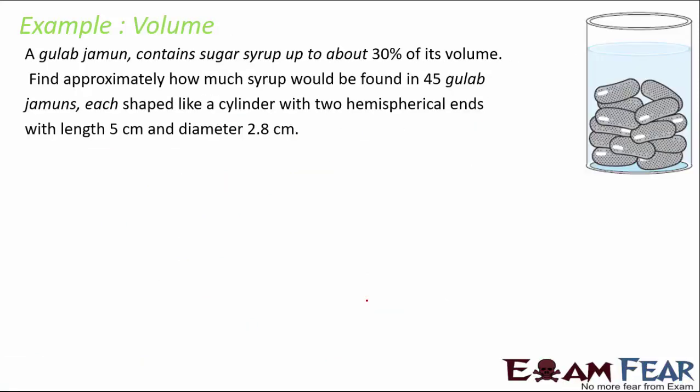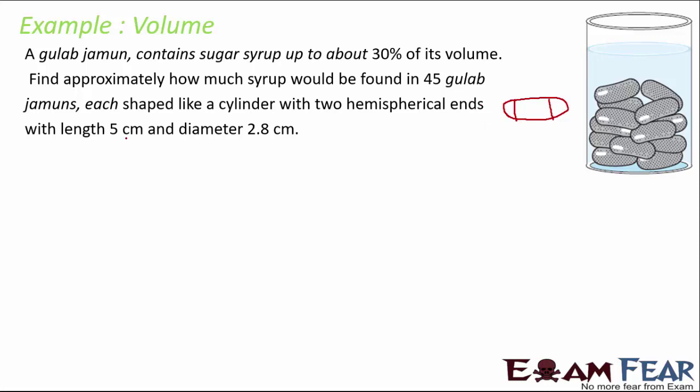Let's look at one more question. A gulab jamun contains sugar syrup up to about 30% of its volume. Find approximately how much syrup would be found in 45 gulab jamuns, each shaped like a cylinder with two hemispherical ends with length 5 cm and diameter 2.8 cm. So here again, if you look at the shape of the gulab jamuns, this is how it looks like, which is again a cylinder and two hemispheres on both the ends.